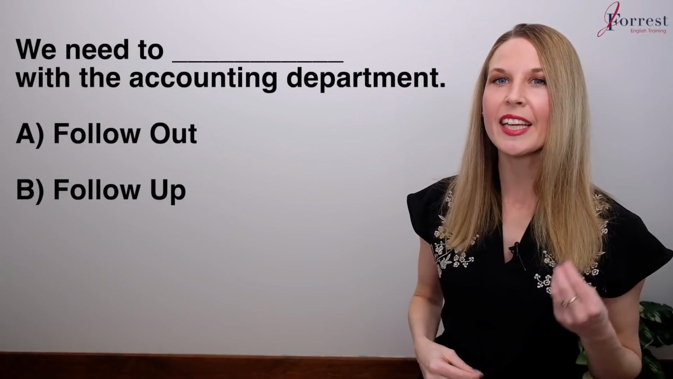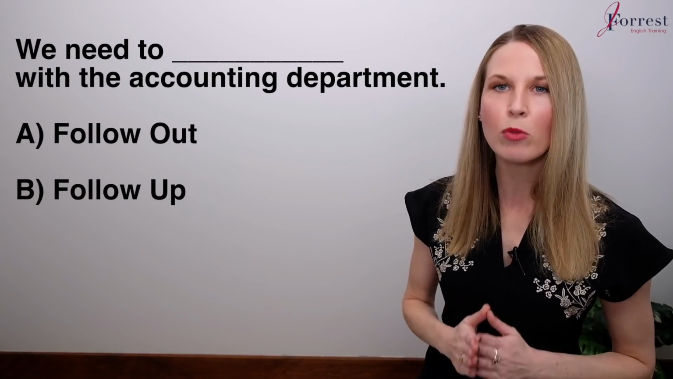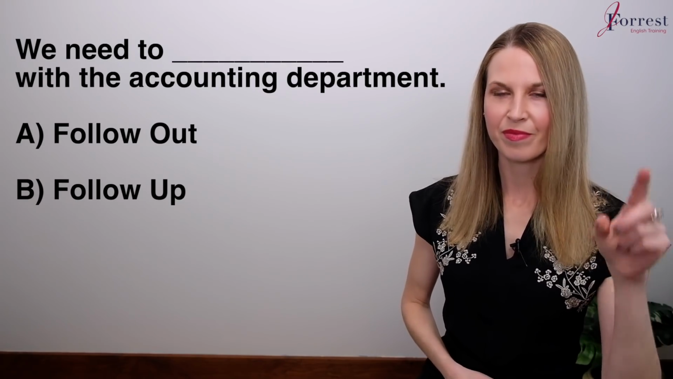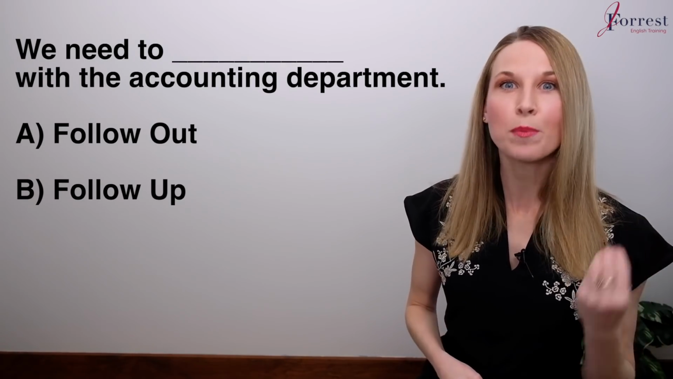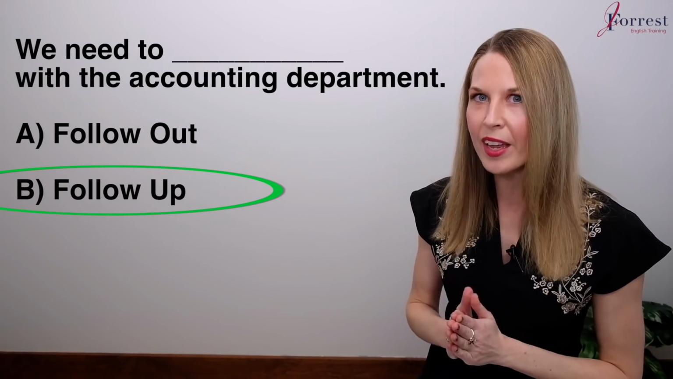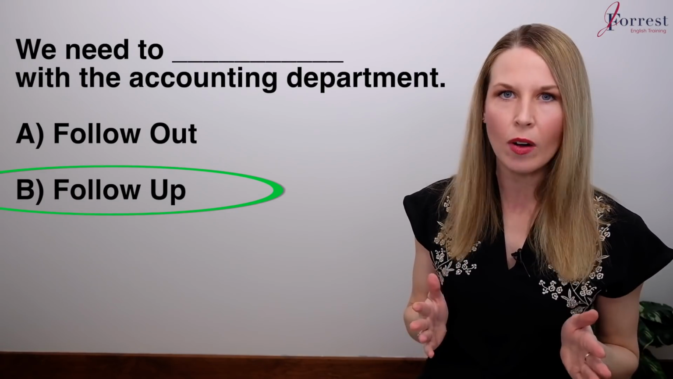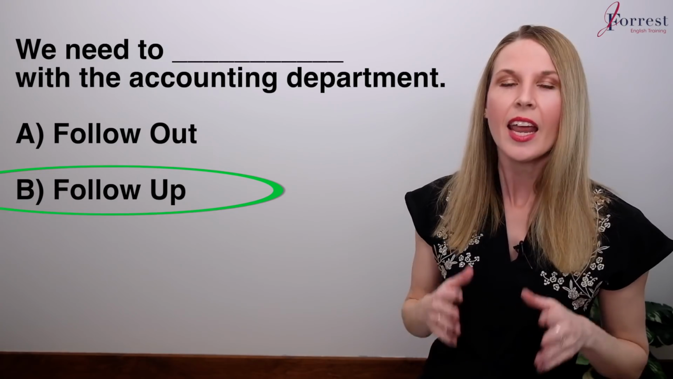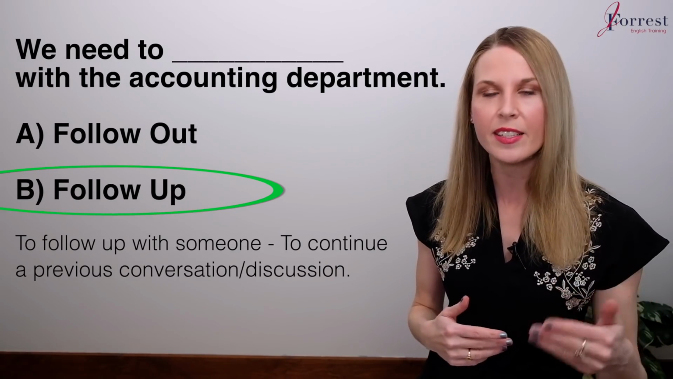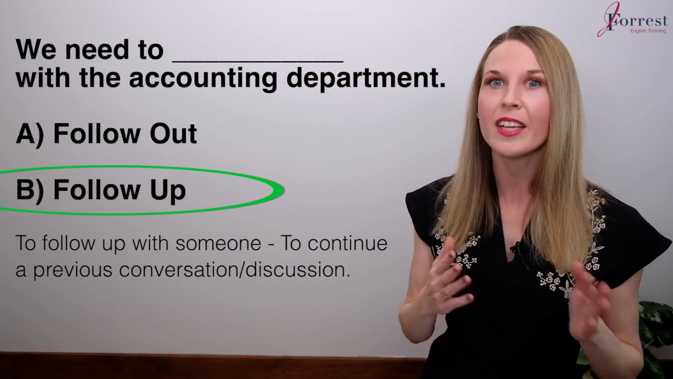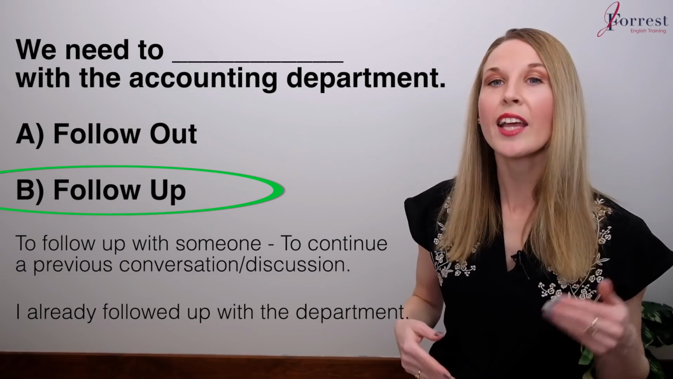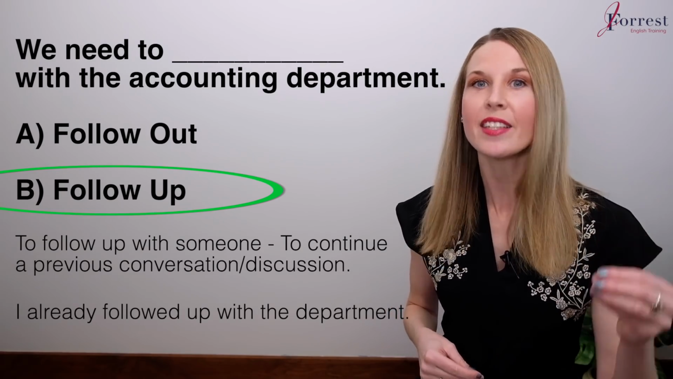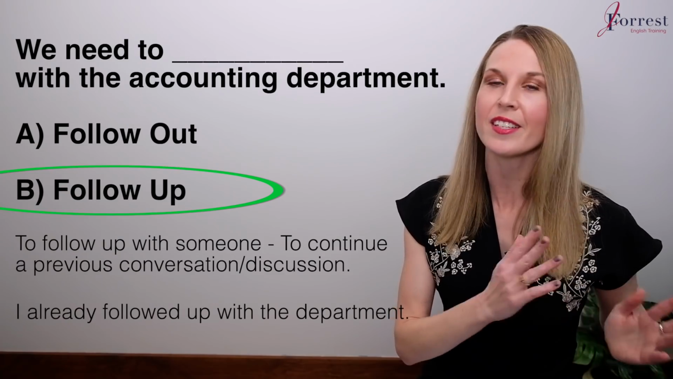Number 5, we need to blank with the accounting department. A or B? The answer is B, follow up with. Grammatically, A is incorrect. You don't follow out with someone. You follow up with someone. And this means that you continue a discussion or conversation that was previously started. I could say I already followed up with the accounting department. I already continued the conversation we had previously started.